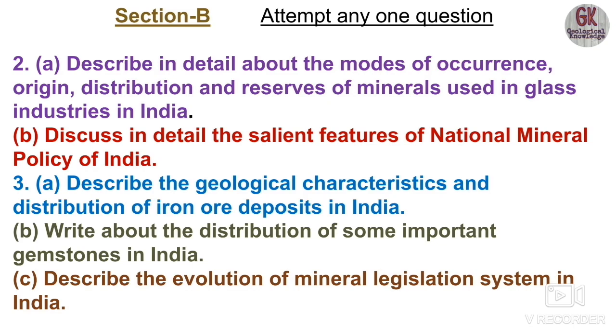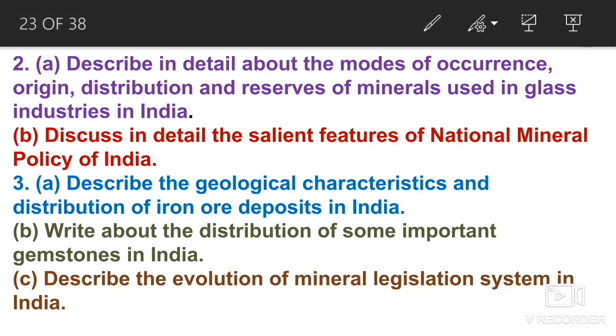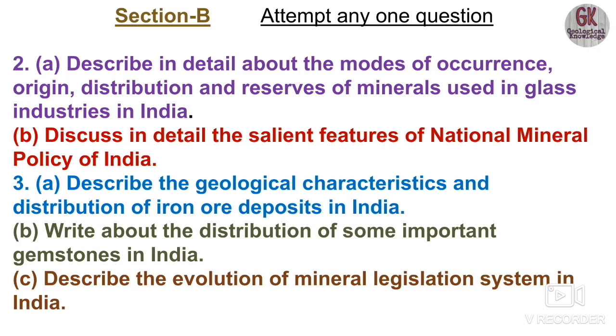Then we move over to section B. So 2A is dealing with describing in detail the modes of occurrence, origin, distribution and reserve of minerals used in the glass industries in India. So their mode of occurrence means where they are occurring, their origin, their distribution pattern and the reserve of the minerals used particularly in the glass industry. That's a long question and you have to write down the required things that have been asked in the question.